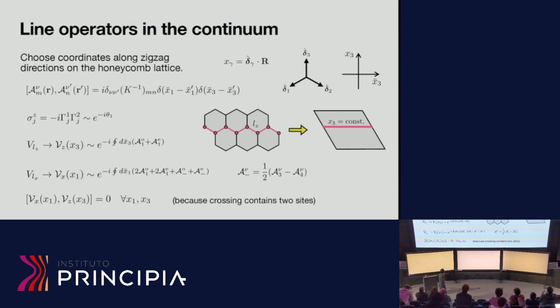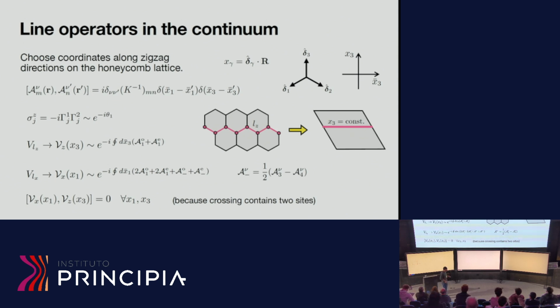And you can do this for the lines that run along the other direction, the x direction as well. And you define these line operators, again, in terms of combinations of the original fields. And here, actually, if you look at the algebra between these line operators that I'm writing, they actually commute for lines that run along x and z directions, even though the z line involves products of sigma z's and the x line products of sigma x. On the honeycomb lattice, remember the crossing between these 2 lines actually contain two sites, so these lines actually commute.